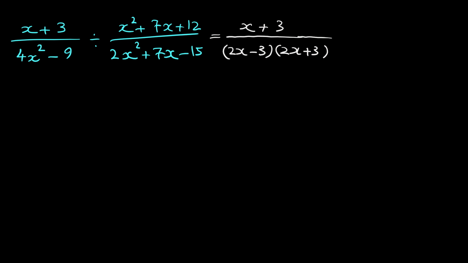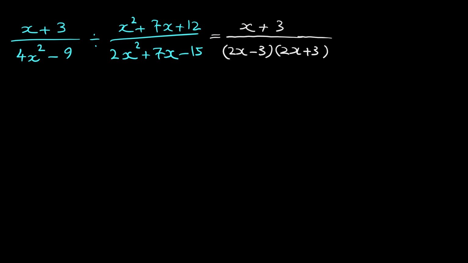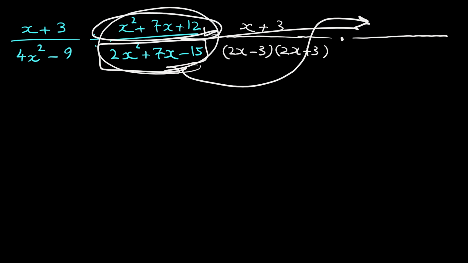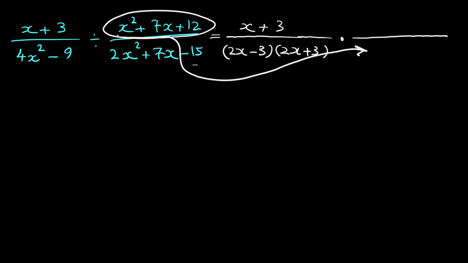And now we have to divide this by this rational expression. But we know that to divide two rational expressions, we can change division to multiplication, but we have to invert this, which means that we have to write this in the numerator and we have to write this in the denominator. So we change division to multiplication.